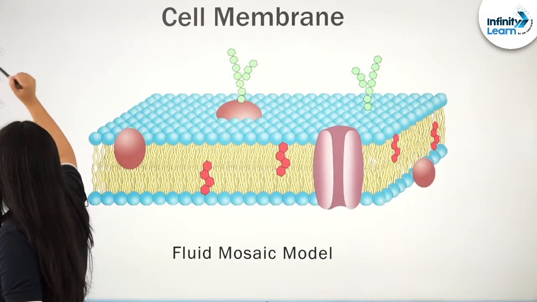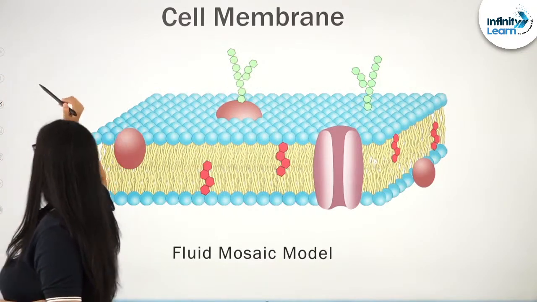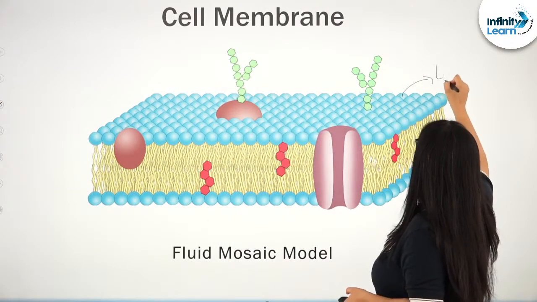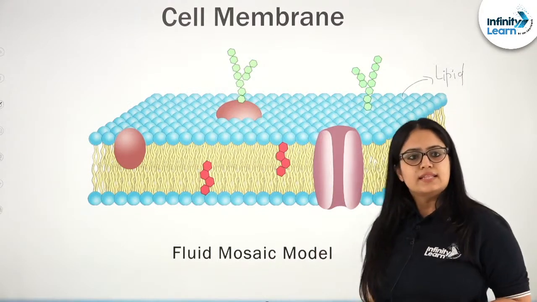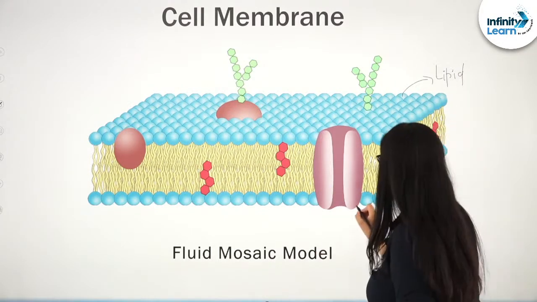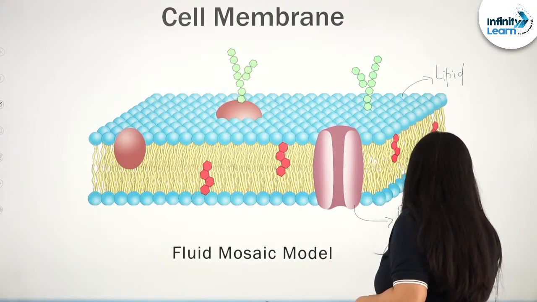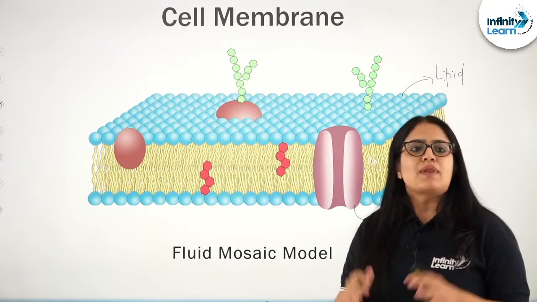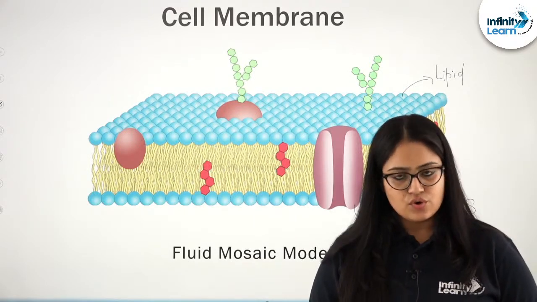molecules. Give me a moment, let me take a pen. Okay, yeah. So, this is lipid molecules. And these brown portions are proteins. So, majorly the plasma membrane is made up of lipids and proteins.